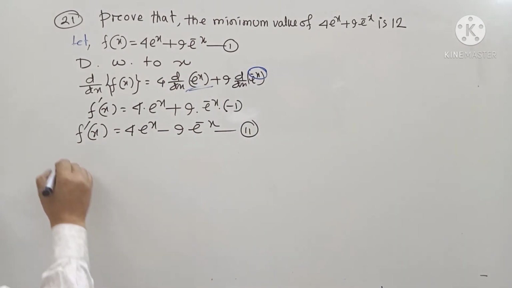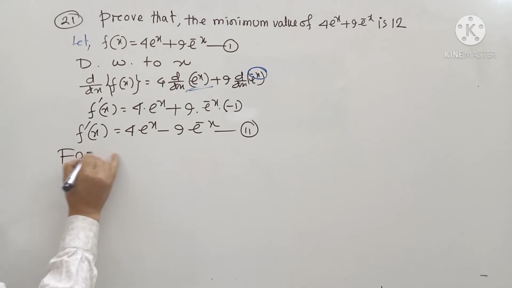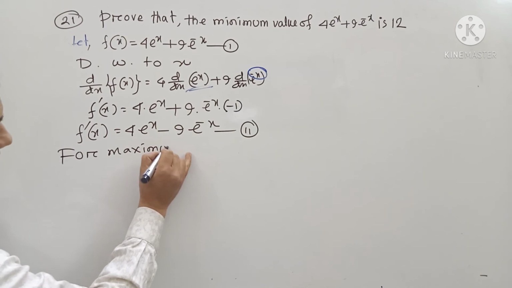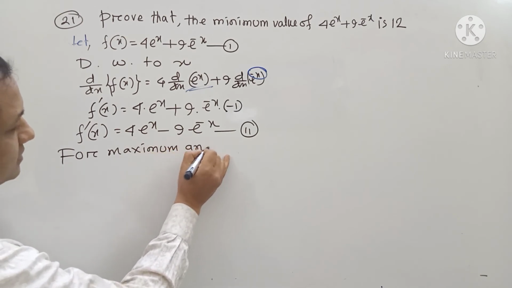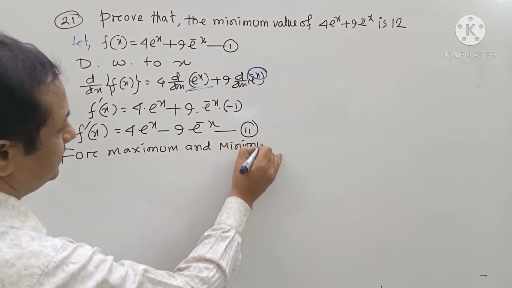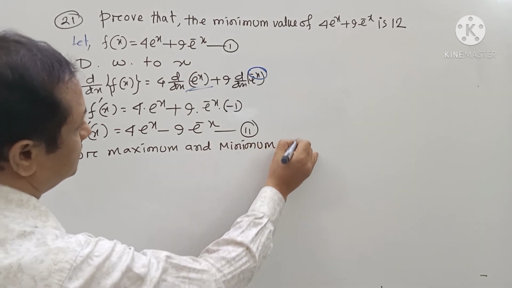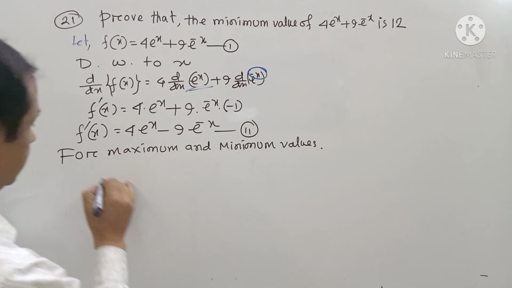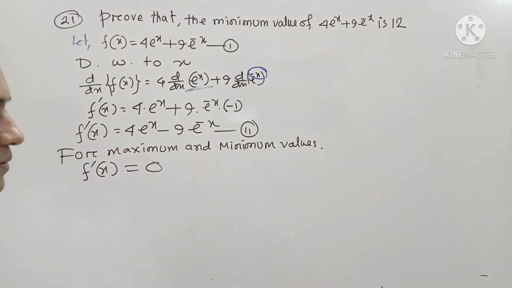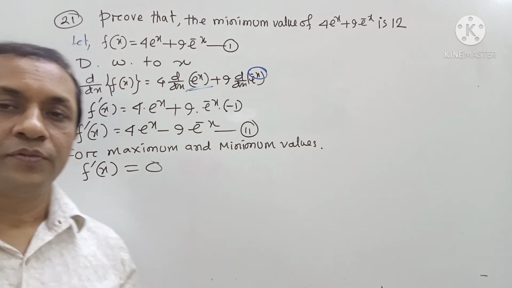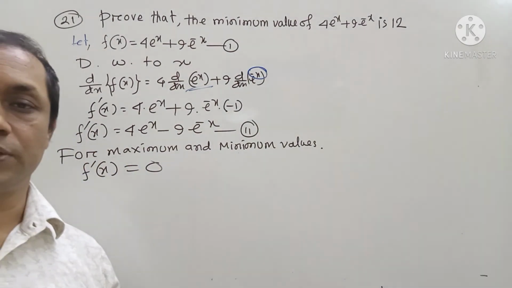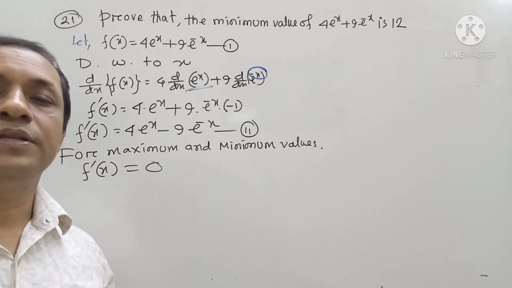Condition number 3, for maximum and minimum values, so f prime x equals 0, then find the value of x.